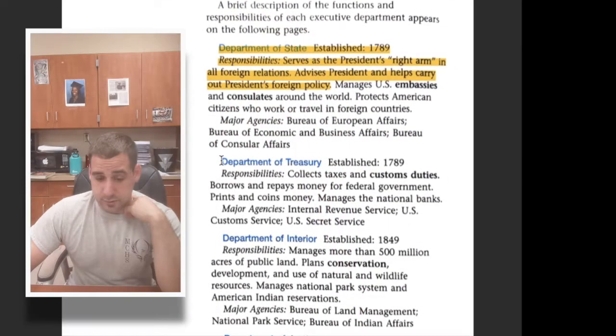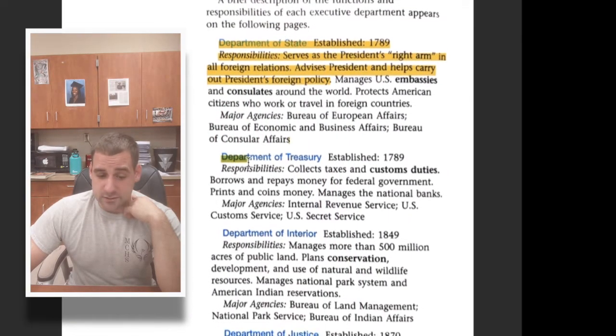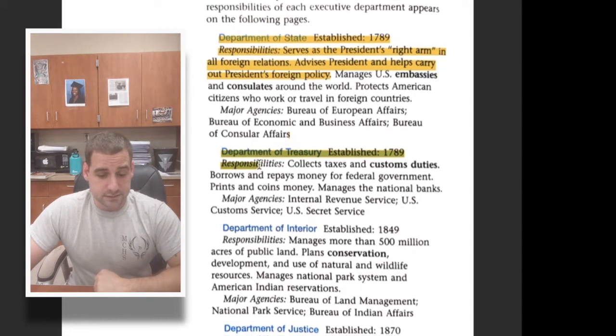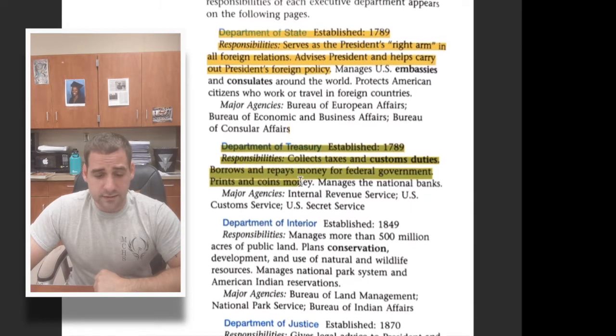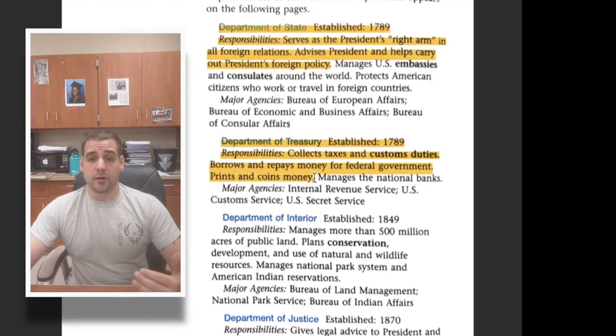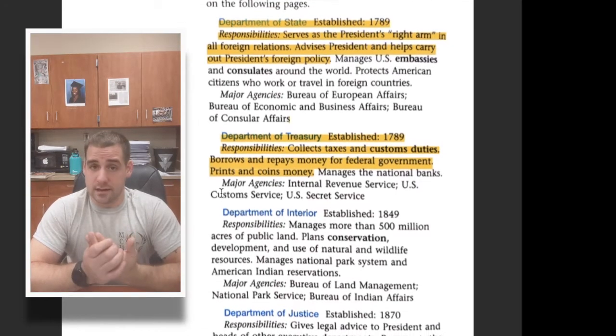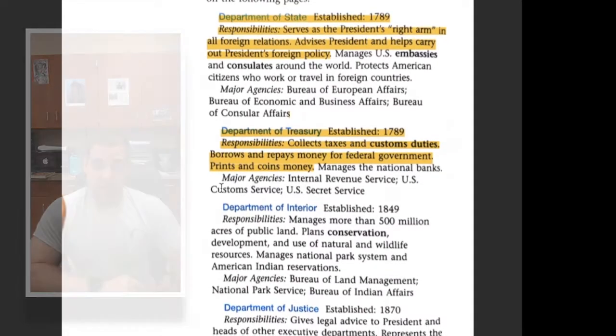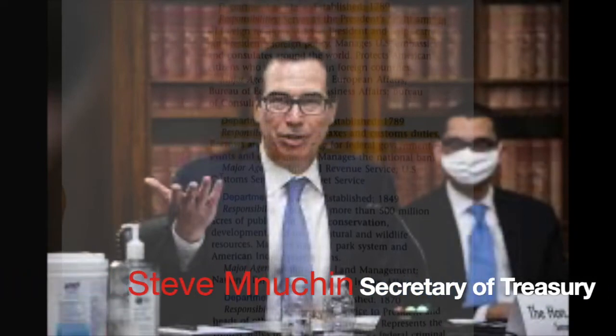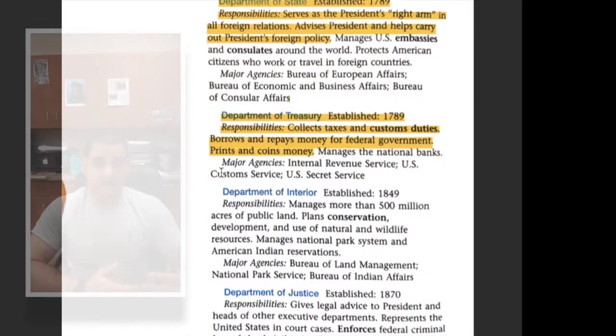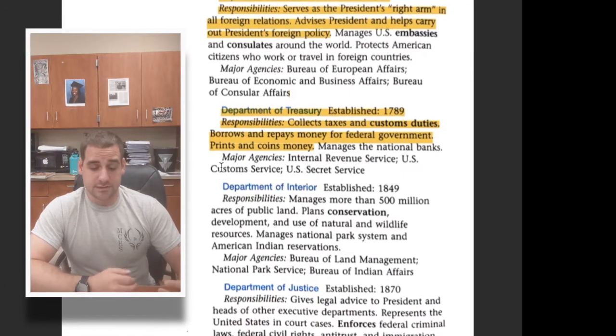The next one is the Department of Treasury. They deal with taxes, they deal with printing the money, and they deal with all kinds of things that involve our government and the economy and the money. You may have seen this guy on the news recently. His name is Steve Mnuchin. He's been on there for trying to get involved with the stimulus deal and the coronavirus relief packages.